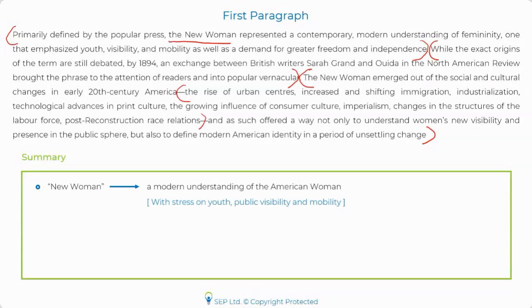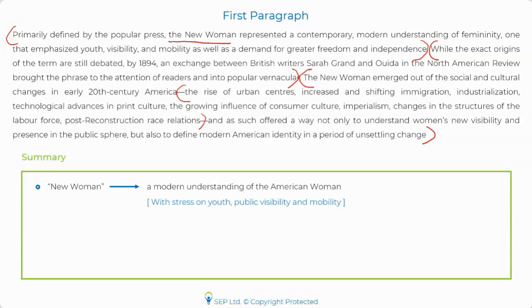You must always relate. So the first line here tells you the definition of new woman per the press. The second sentence tells you how exactly this term was coined is not known. So basically the press simply defines new woman, but the press has not really coined the term. All right. And then the author tells you how this term really has come to be. The author is telling you the term has come out of a lot of social and cultural changes that took place in the early 20th century.